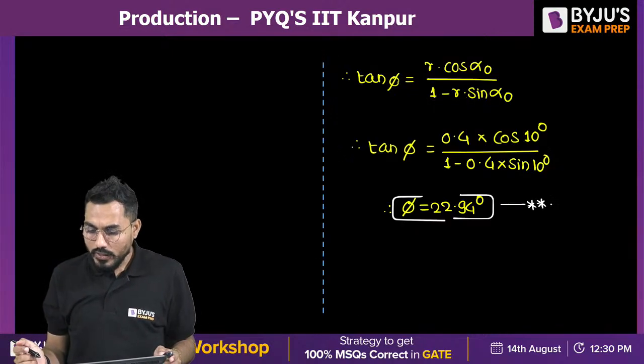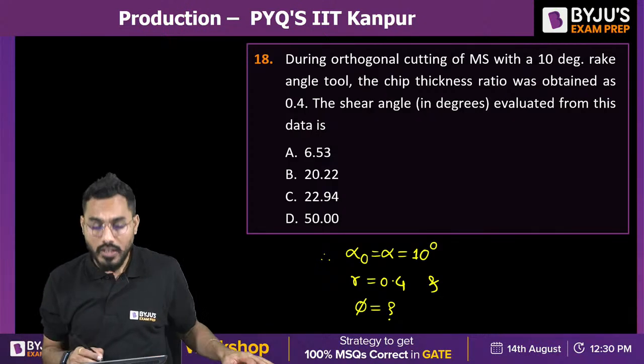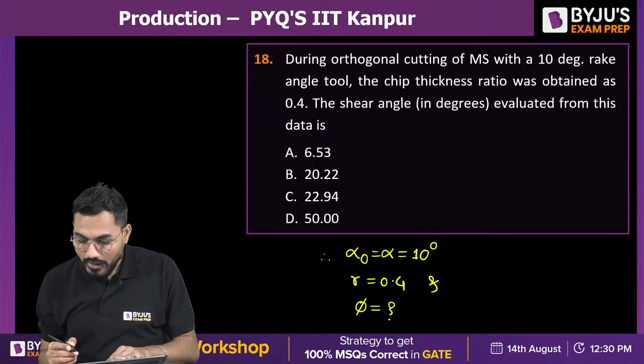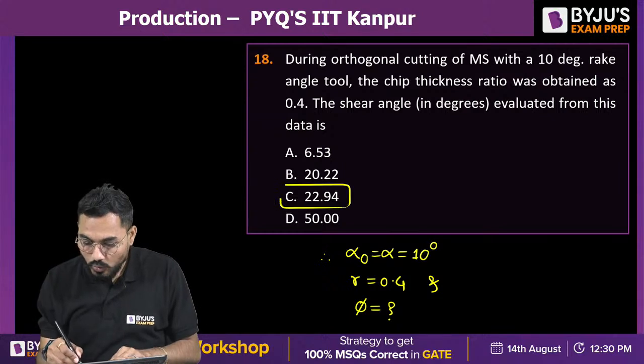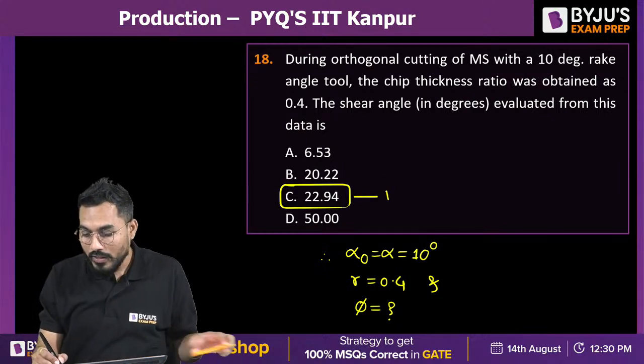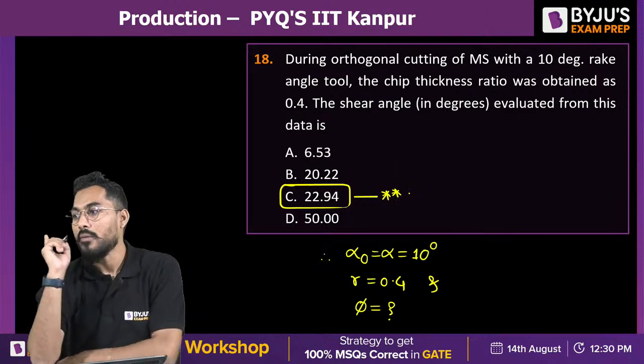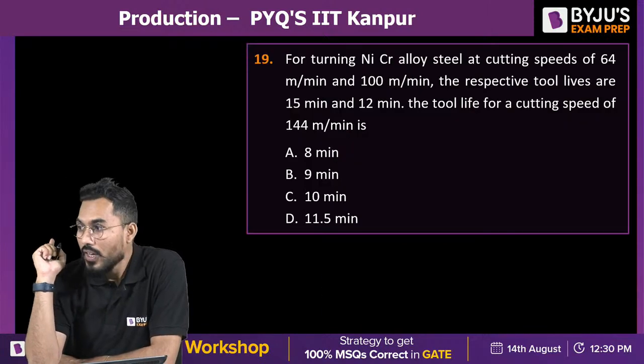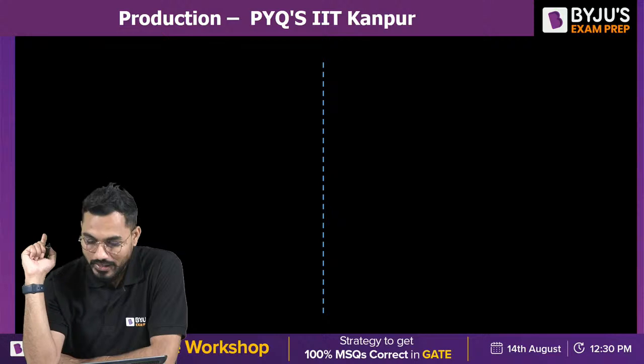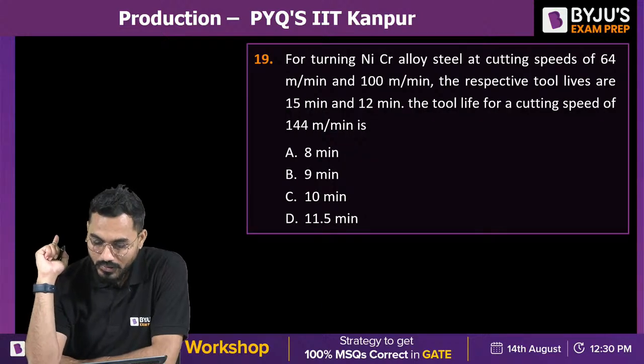So my answer is 22.94 degree. So C will be my answer. Today we are not wasting time, and we are trying to cover as many fundamental numericals as possible concerned with the fundamentals. Is it true? Yes. Are you accepting everyone? This is the answer? Yes. So next question.